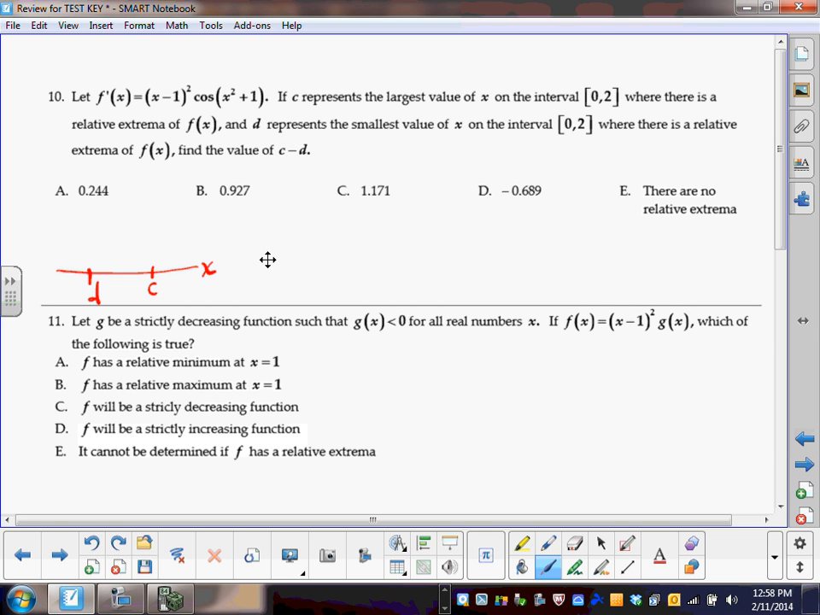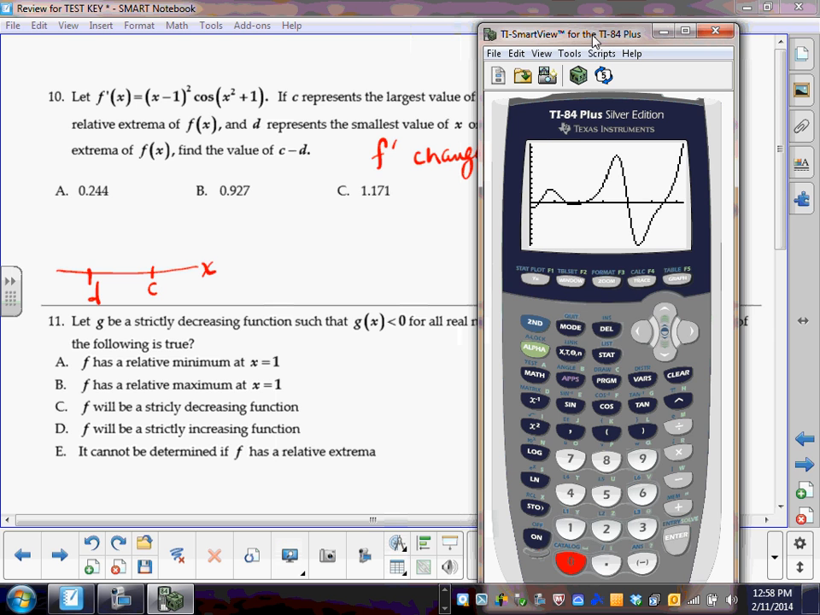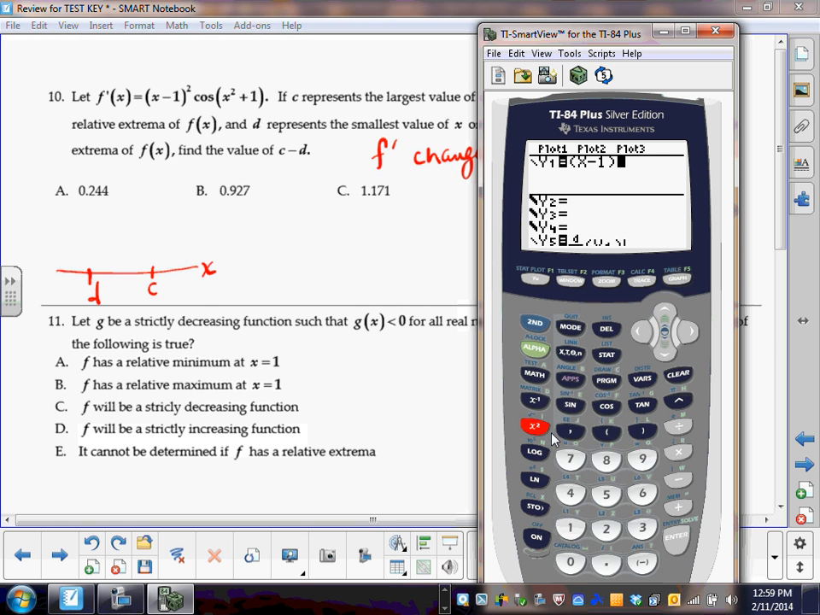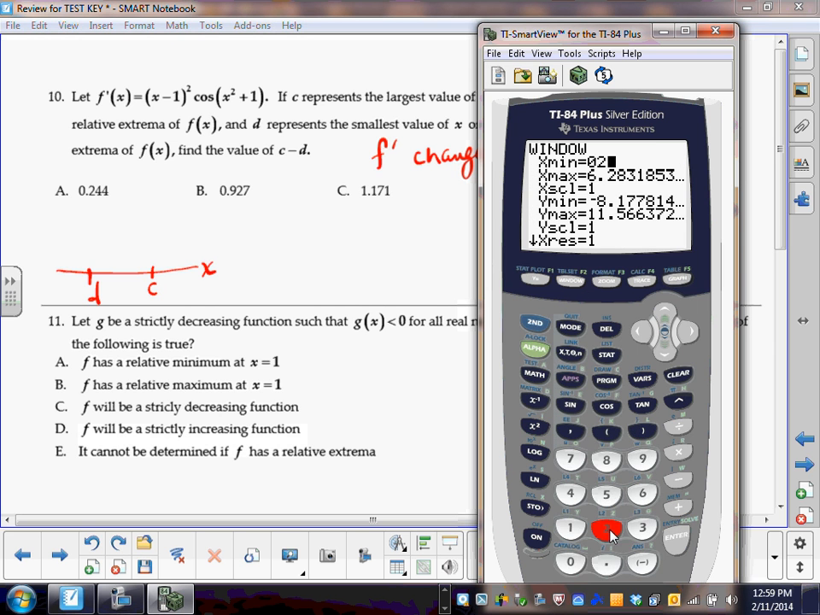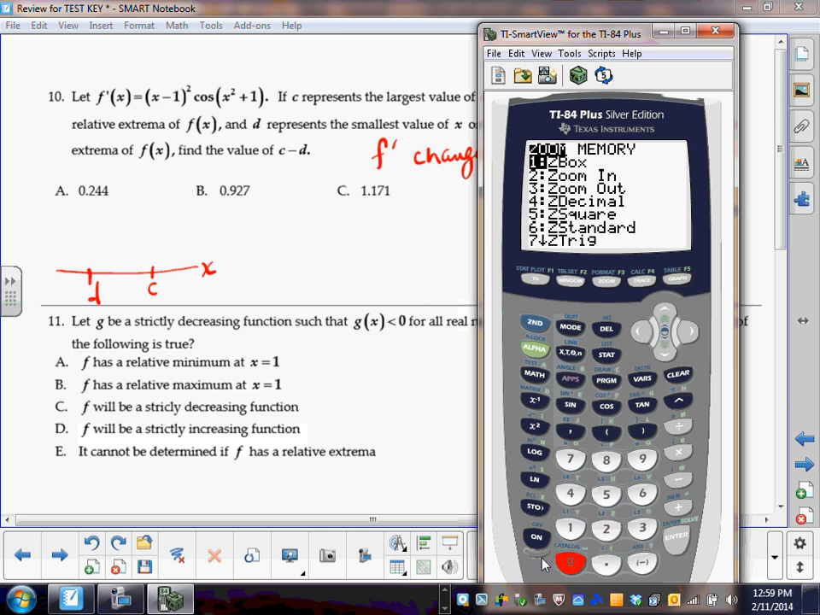So relative extrema occur whenever, so they're not saying max or min specifically, when f prime changes sign, then we either have a max or a min, depending upon which order, but we don't even care which order. So we're just going to look at f prime, x minus 1 quantity squared times the cosine of x squared plus 1, on the window 0 to 2, zoom 0.